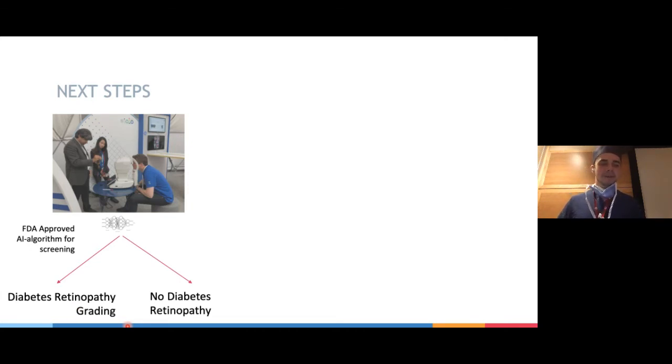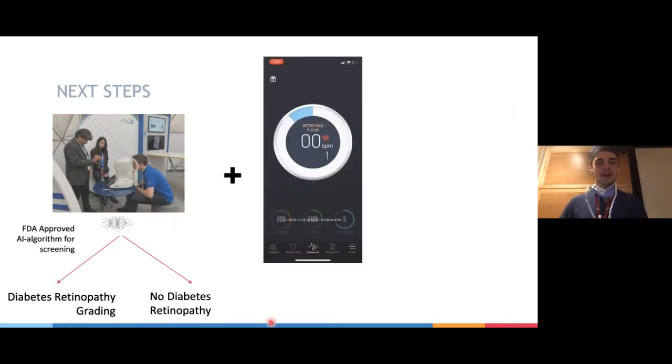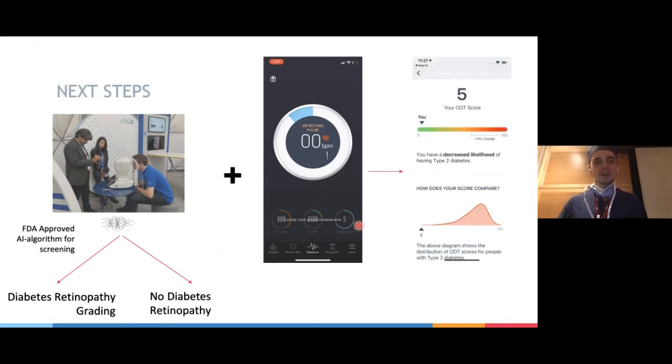This is important because diabetic retinopathy is the gold standard for diagnosing diabetes. All the A1C or fasting glucose values are based on the level of diabetic retinopathy, and we'll compare that to our AI algorithm here to see which one performs better. And to also see if we are able to screen for diabetes using an iPhone app based on the diabetic retinopathy standardization.